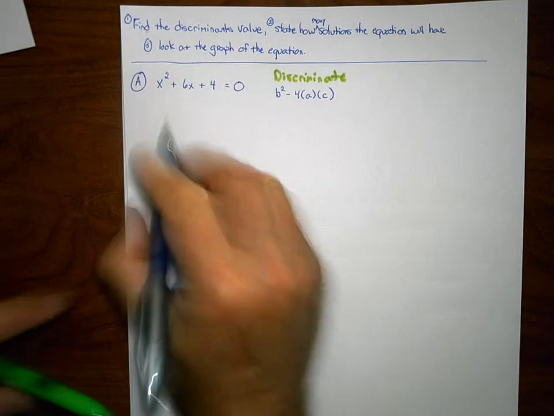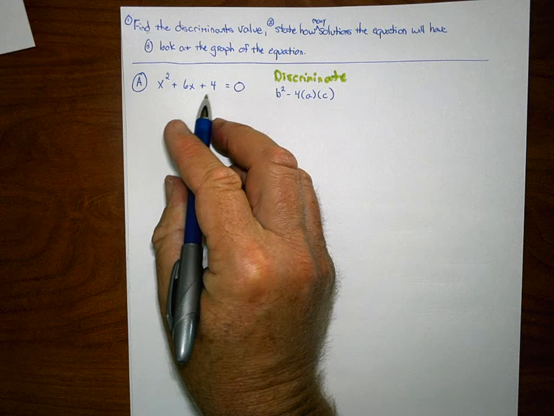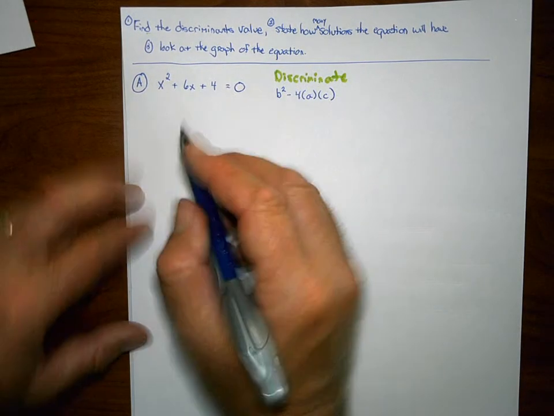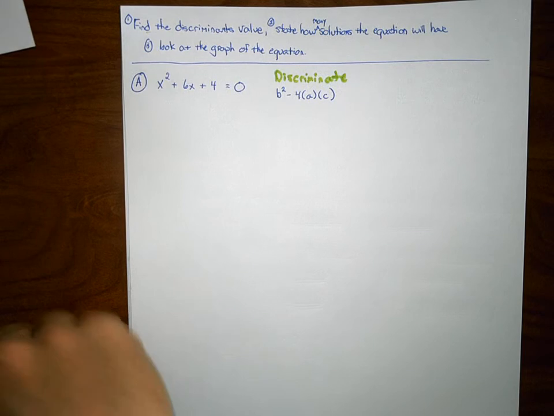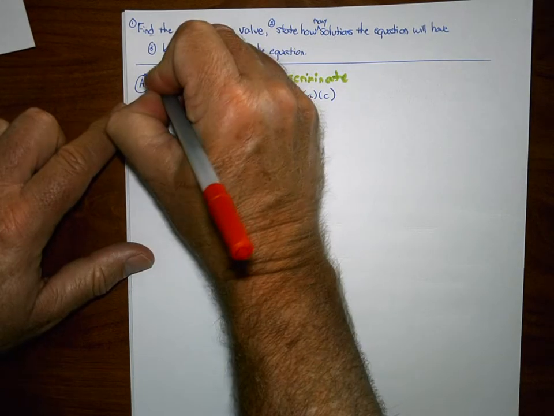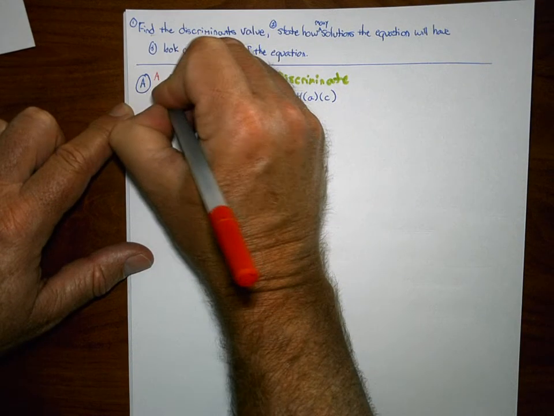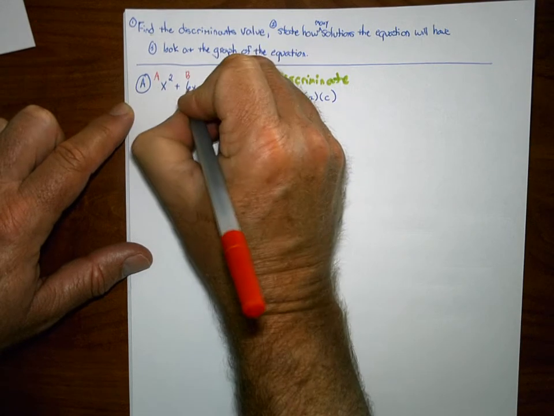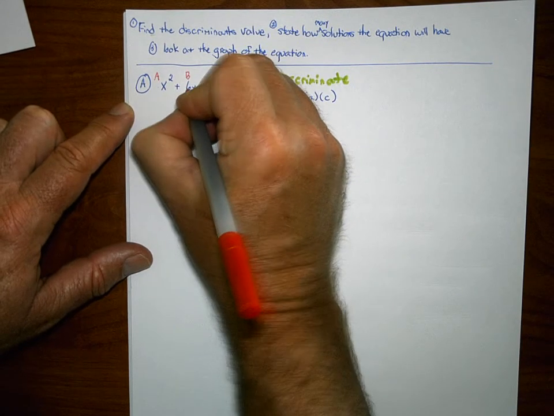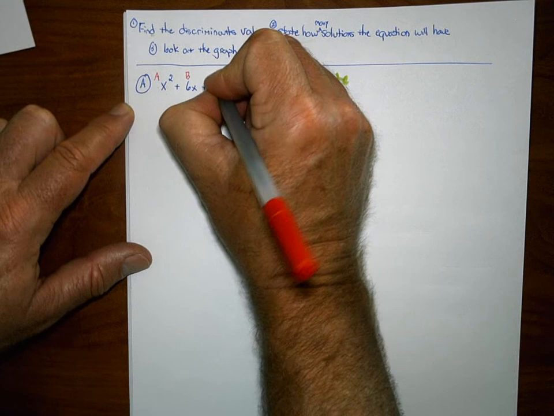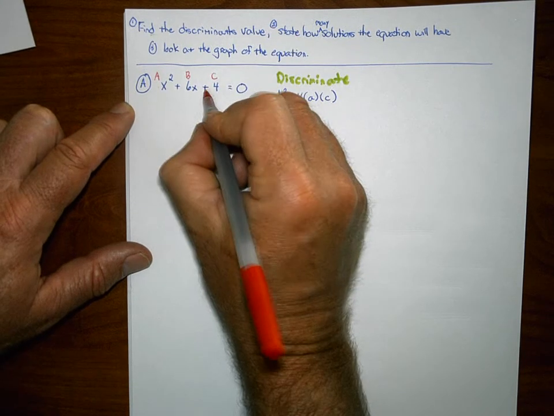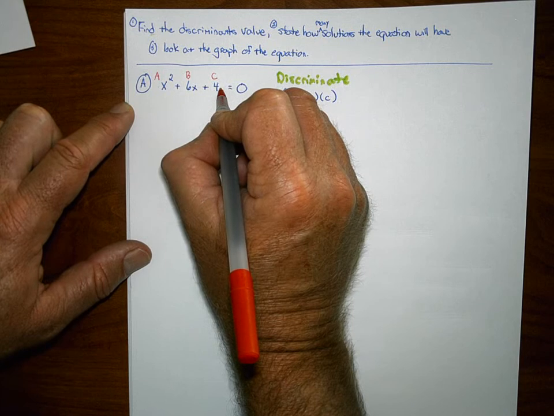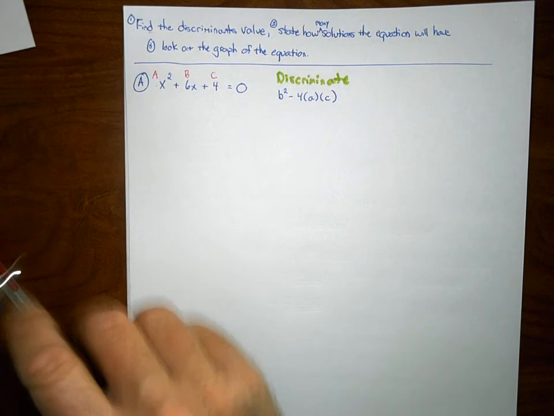Okay, so now let's go to the equation and let's determine the a value, the b value, and the c value of this equation. So if you recall, the a value is the coefficient in front of the x squared. The b value is the coefficient or the number in front of the x. And the c value is the number that has no variable next to it, an x or an x squared.